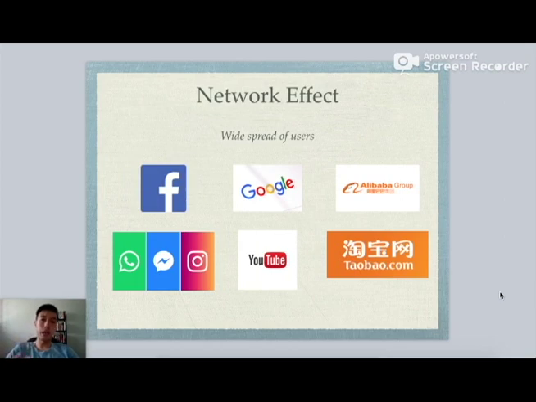So any company who wants to come in and take over them, unless they have something a lot more promising, a lot more advantageous than the current platform, it's usually a bit harder for consumers to switch out of their platform and change to another network. Right, so their network effect is very, very strong, very, very powerful.